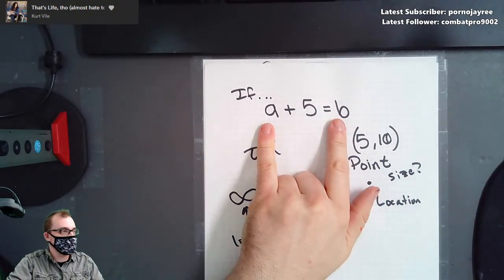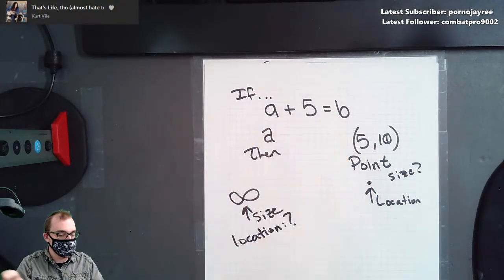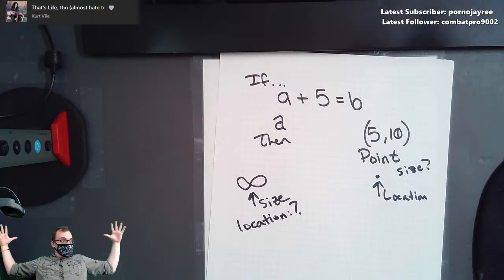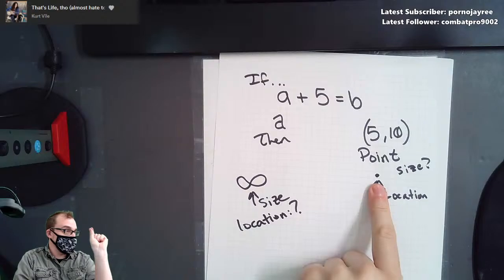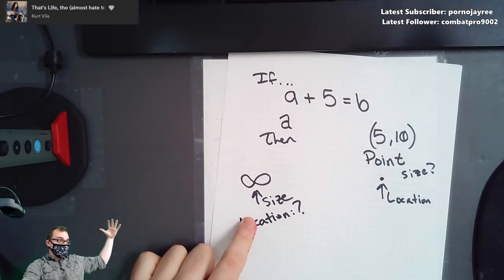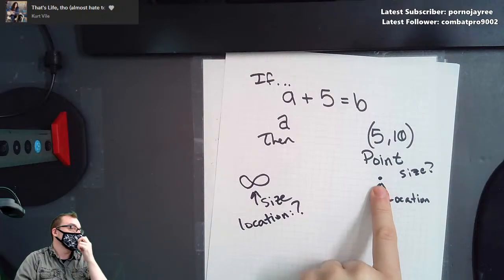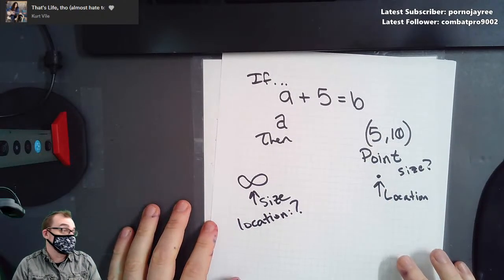Infinite possibilities represented here. And as soon as we find out one part, we get the other. It takes infinite and condenses it down to one spot. Infinitely huge, but we don't know where it is, to exactly where it is, but we don't know what size it is. I think it's interesting.